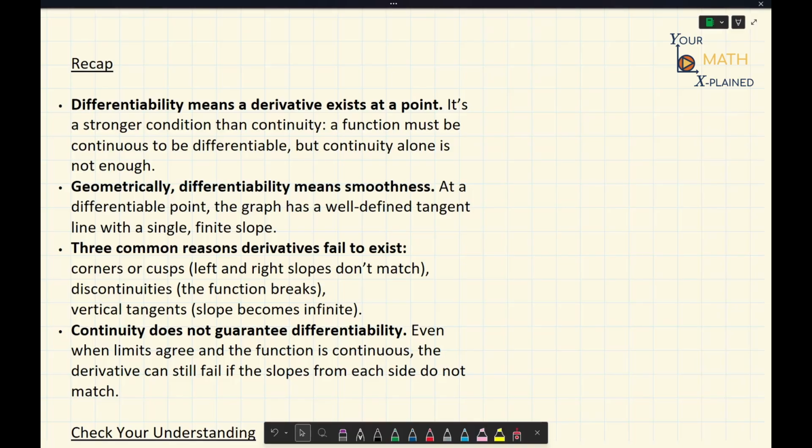We went over the 3 common reasons where a derivative fails to exist, which are corners or cusps, that's when the left and right slope don't match, discontinuities, which is where the function breaks, and finally, vertical tangents, which is where the slope becomes infinite. And again, just to reiterate, continuity does not guarantee differentiability. Even when the limits agree and the function is continuous, the derivative can still fail if the slopes from each side do not match. However, if a function is differentiable, then it is continuous.